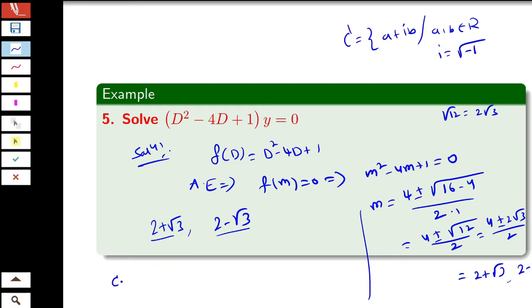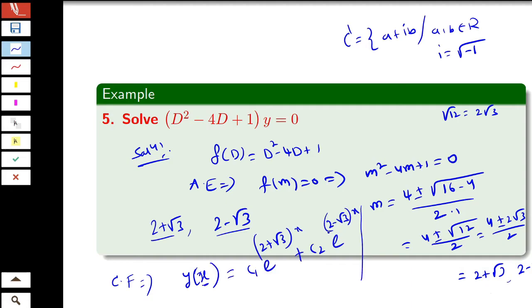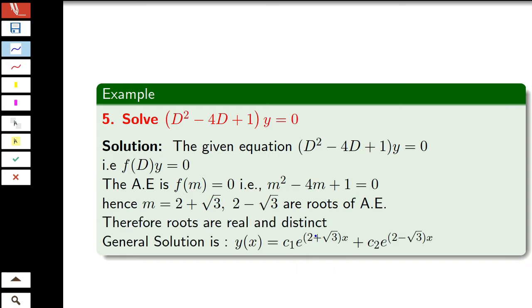So what is your solution? CF implies y of t, or x. Here only d is given, so generally we write x by default. Also put the bracket if it is 2 terms, 2 plus root 3. If you are interested, you can note down this.